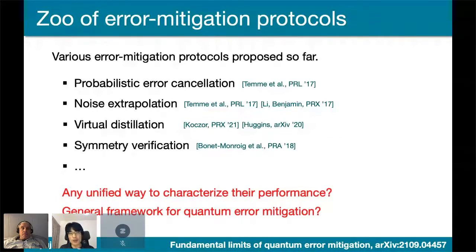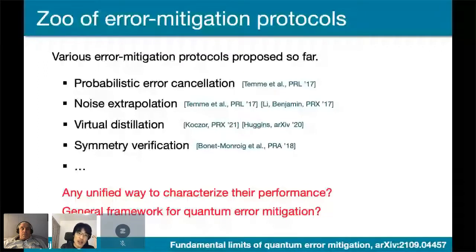But it's also quite possible that these error mitigation protocols inherently have fundamental limitations, so that we can never achieve the desired level of error mitigation. This is where the value of theoretical investigation comes in, to figure out the ultimate, fundamental limits of quantum error mitigation protocols in general.